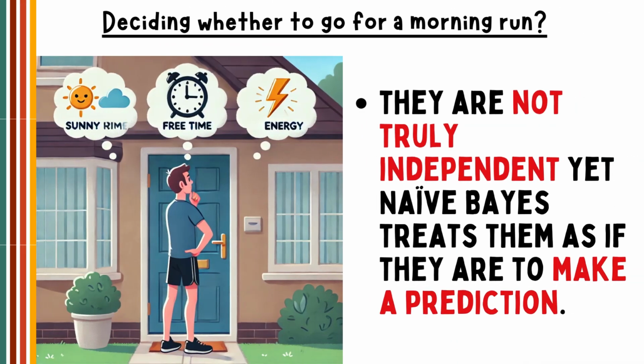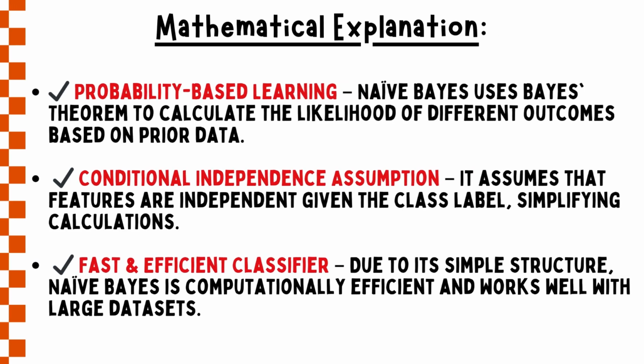Example: let's say you're deciding whether to go for a morning run. You check if the weather is good, if you have free time, if you feel energetic. Each factor influences your decision, but they are not truly independent, yet Naïve Bayes treats them as if they are to make a prediction. In real-world applications, this approach is fast and effective for classification tasks, even when features are dependent to some extent.